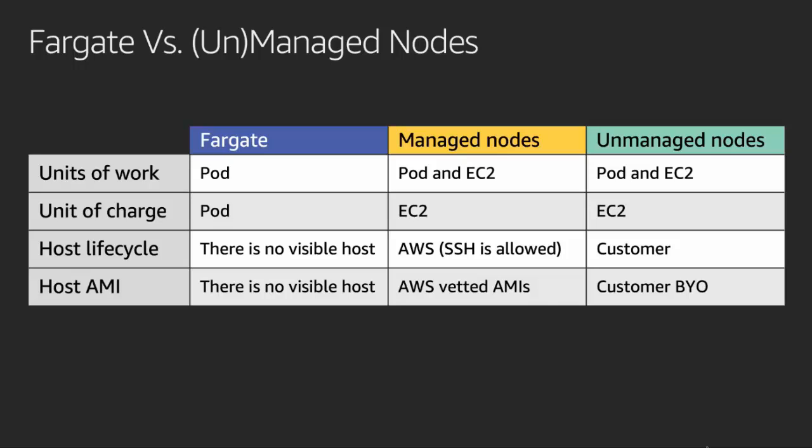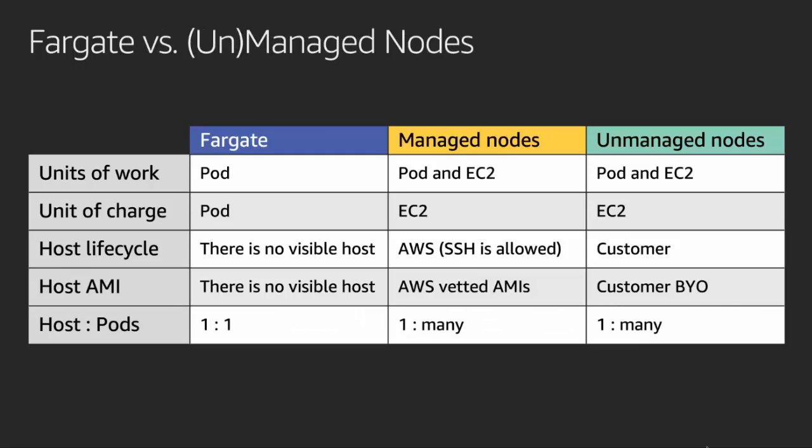So for example, what we do with managed node groups is we update the Kubernetes agents that run on that EC2 instance, and we do this in collaboration with the control plane update, for example. However, having said this, as you can see from the table, you can still SSH into your EC2 instance even with managed node groups. So it's not like with Fargate where there is no visible host at all.